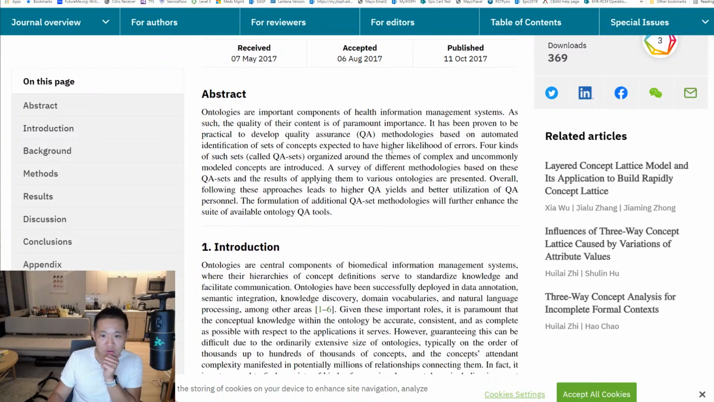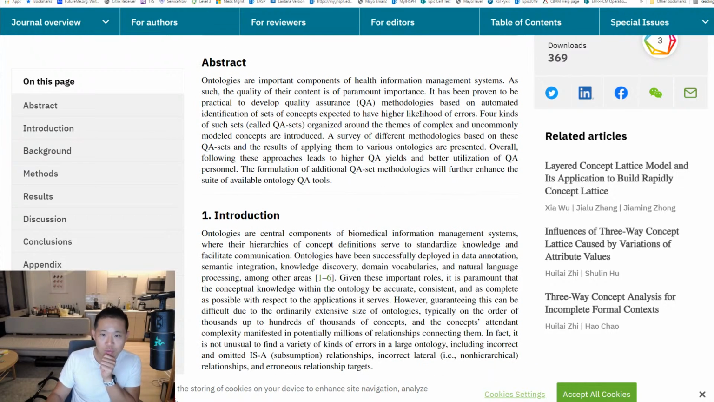Ontologies are important components of health information systems. As such, the quality of their content is of paramount importance. It has been proven to be practical to develop quality assurance methodologies based on automated identification of sets of concepts expected to have higher likelihoods of errors.